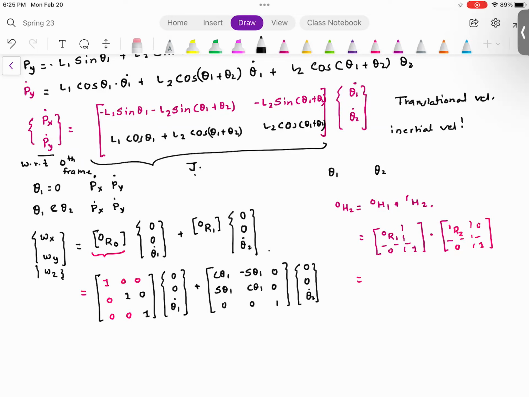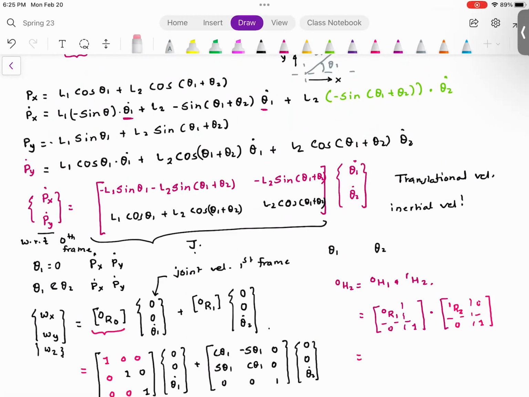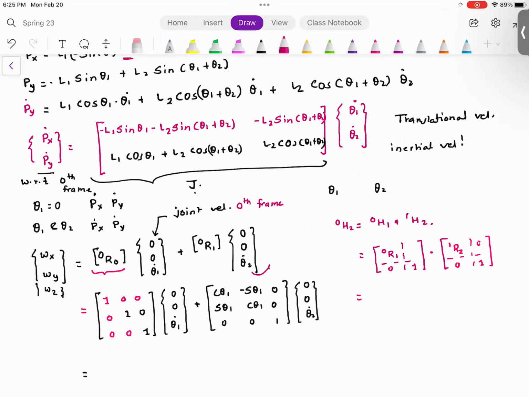When you perform this multiplication, I want you to understand, this is the joint velocity in the first frame. If you think about it, this is the joint velocity, actually, even though it is the first frame, the joint velocity is expressed about the zeroth frame. Theta 2 dot is the joint velocity about the first frame.